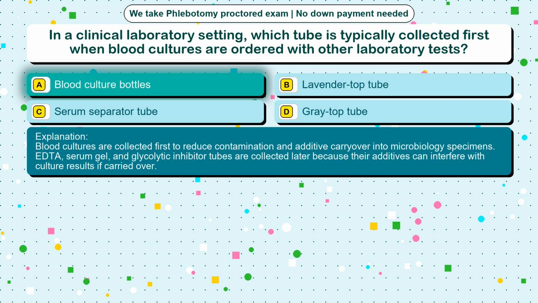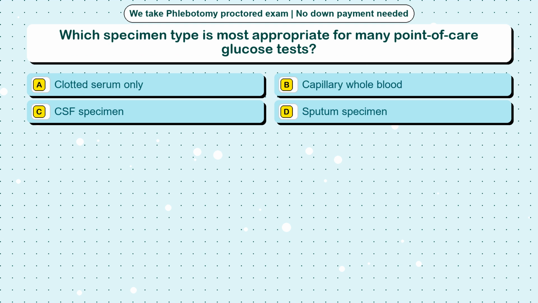EDTA, serum gel, and glycolytic inhibitor tubes are collected later because their additives can interfere with culture results if carried over. Question 86. Which specimen type is most appropriate for many point-of-care glucose tests? Option A, clotted serum only. Option B, capillary whole blood. Option C, CSF specimen. Option D, a sputum specimen.